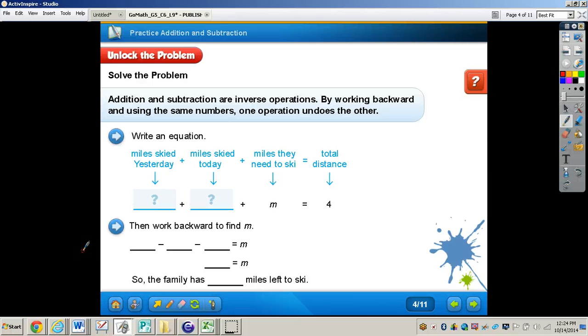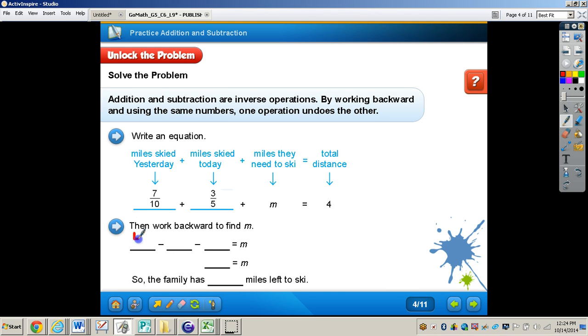Taking a look at that graphic organizer, we need to use the distance that they have already skied. Miles skied yesterday, 7/10 of a mile. Miles skied today, 3/5 of a mile. Miles they need to ski, that's going to be the m, and also the total distance. So all of this is going to equal 4. Now we need to work backwards to find m, the miles they need to ski.